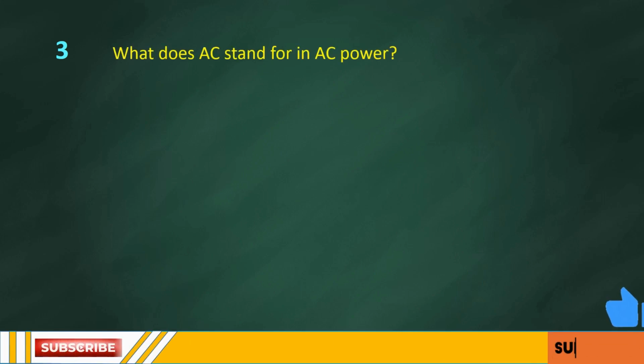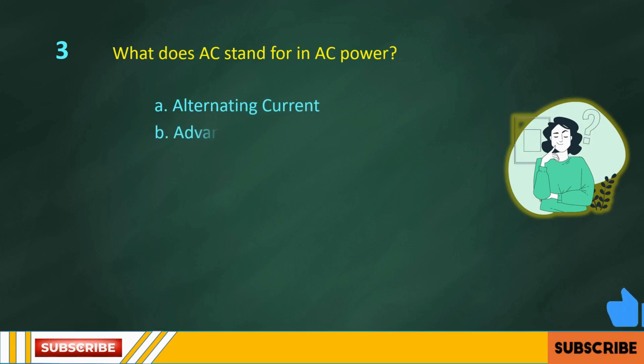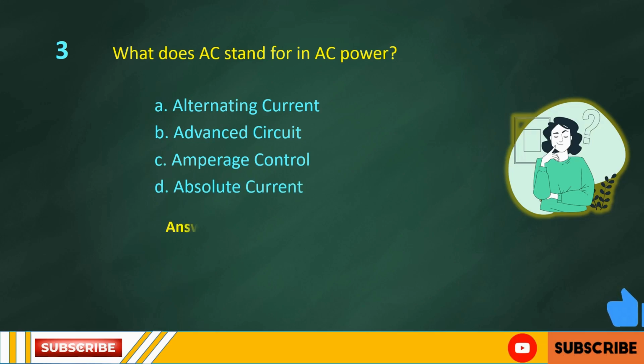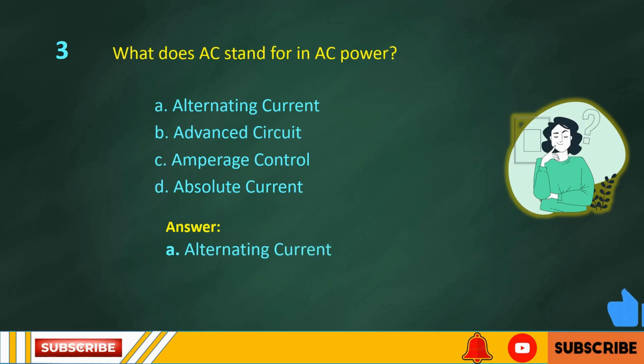What does AC stand for in AC power? A. Alternating current. B. Advanced circuit. C. Amperage control. D. Absolute current. Answer is A. Alternating current.